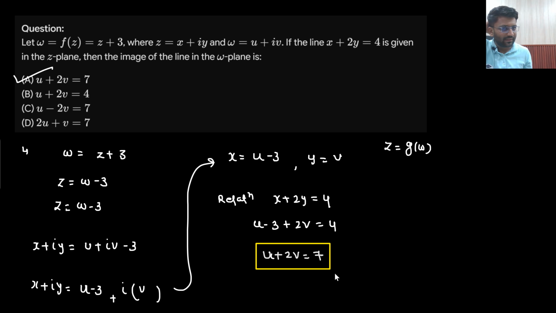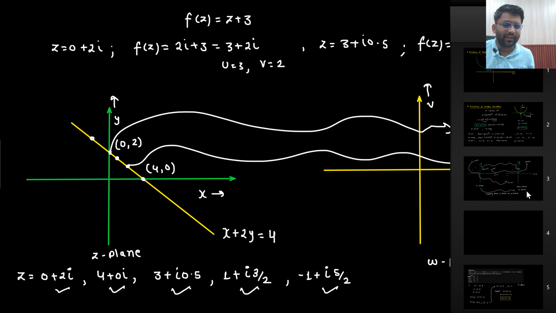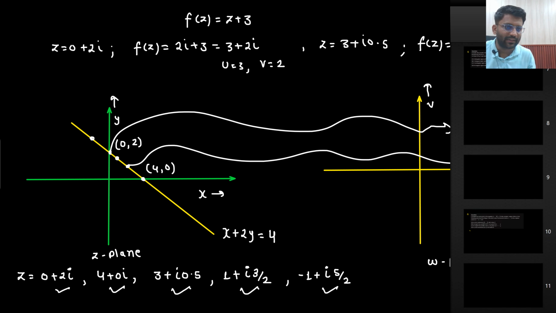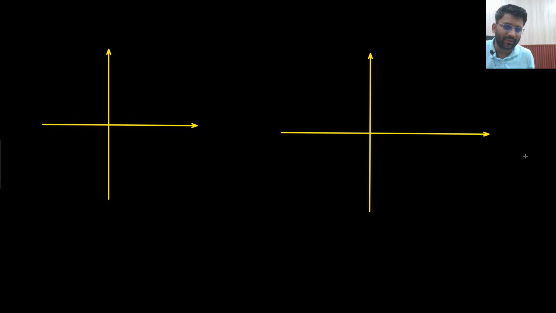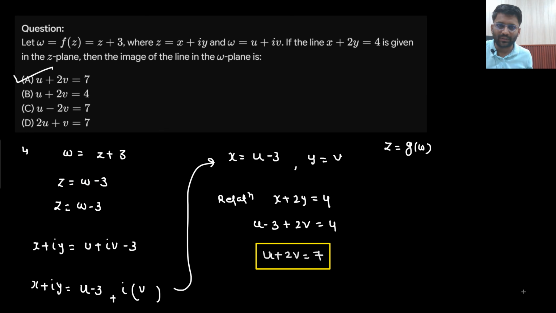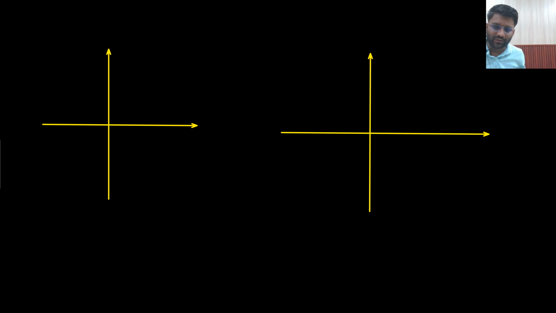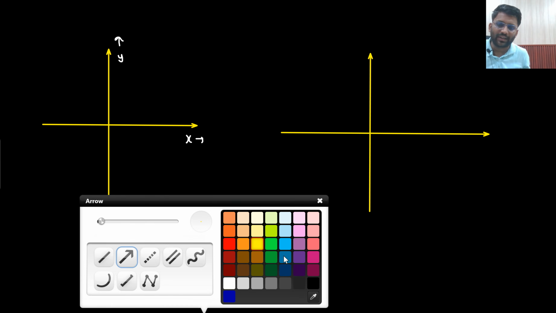What does that mean? That means, sir, let me add a page and let me tell you what that means. It simply means only one thing: in your z plane, the line was a straight line which was following x plus 2y equals to 4. So this was your z plane. In your z plane, you had a straight line x plus 2y equals to 4.